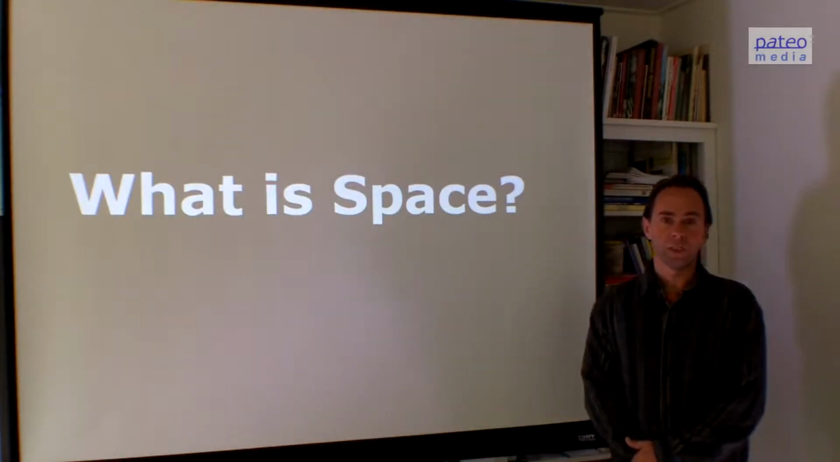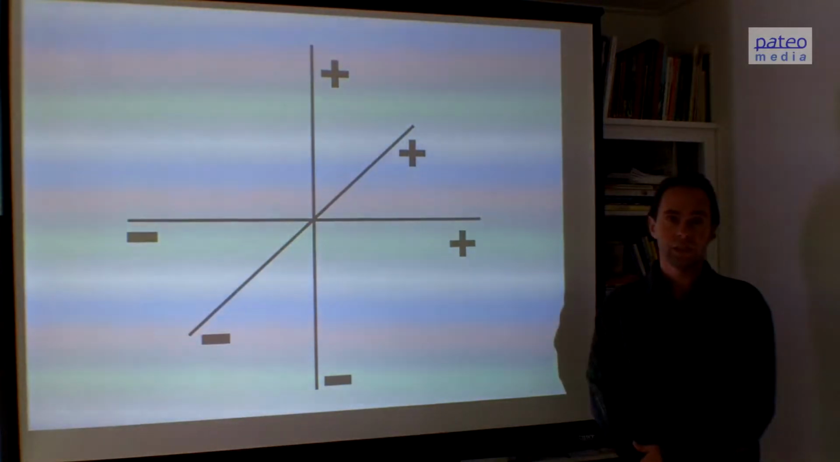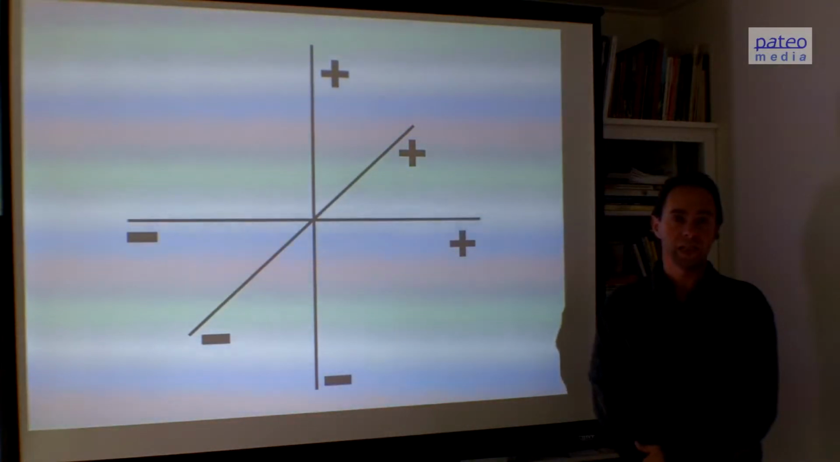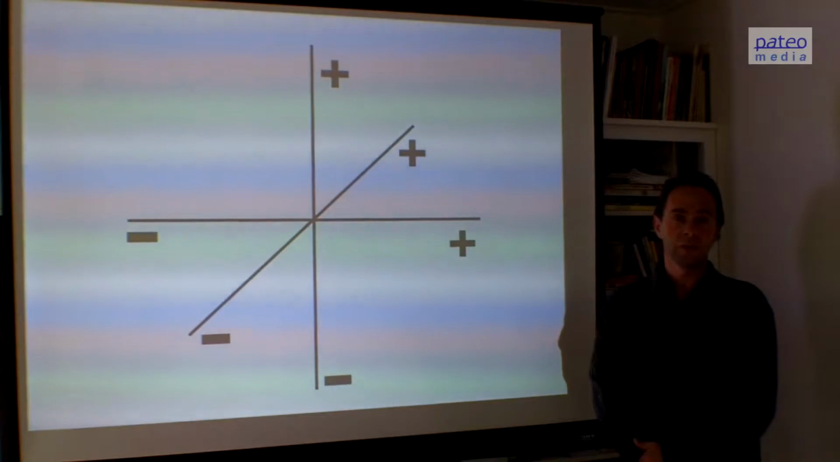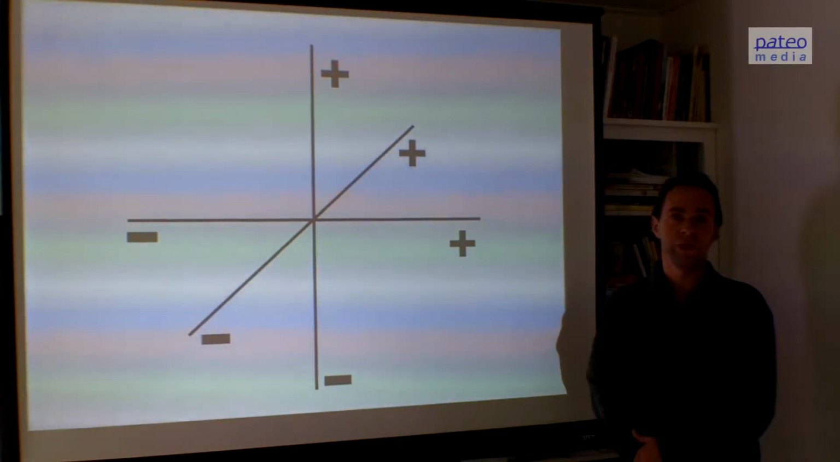Let us first look at space. Space has three dimensions, we all know that: the x-axis, the y-axis and the z-axis. They show the breadth, height and depth, and each axis has a positive and a negative value.